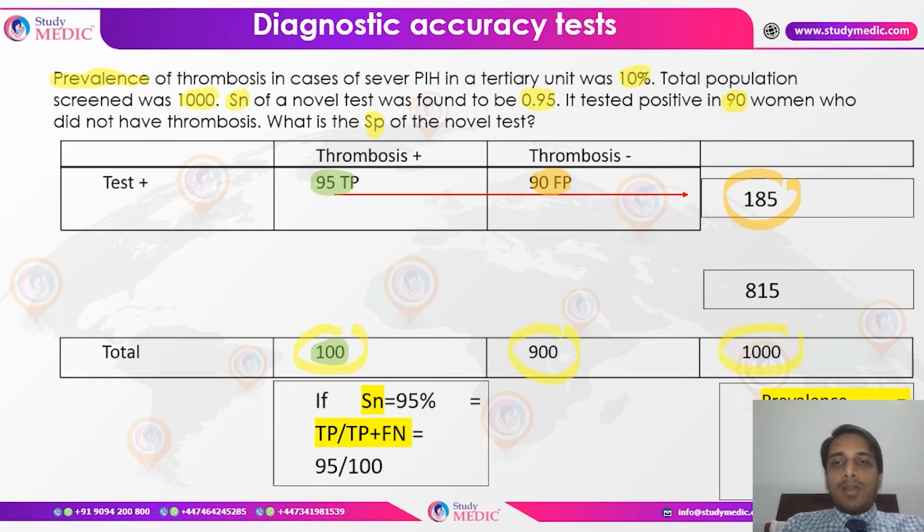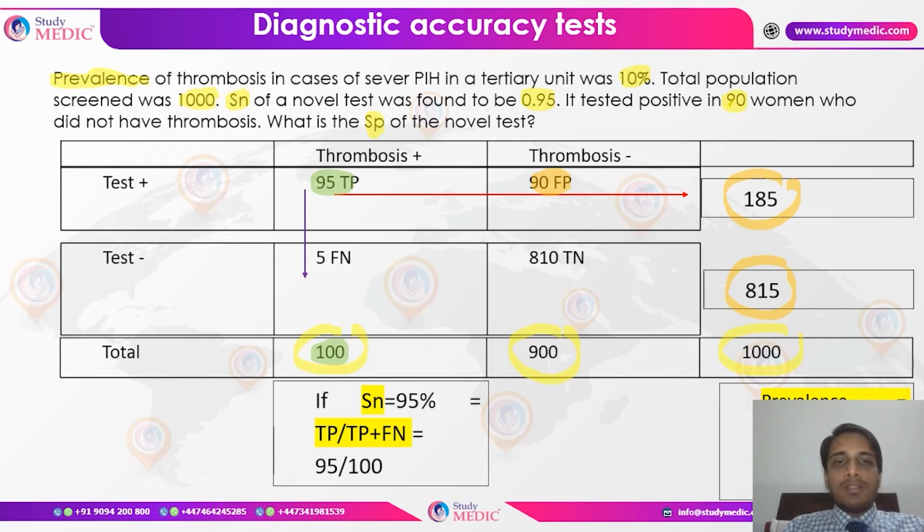If it is 185 who are tested positive, how many will be tested negative? 1000 minus 185 is 815. Once we have this, we get this. How many are tested negative? That is 5 false negatives. And how many are true negatives? That is 810 true negatives, by adding and subtracting and knowing the columns.